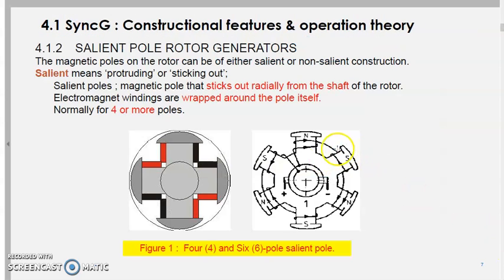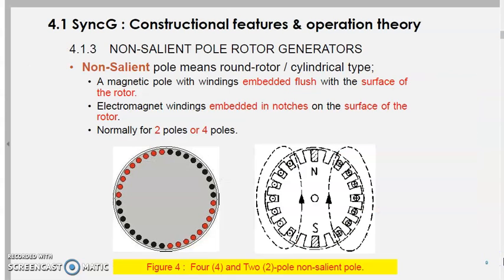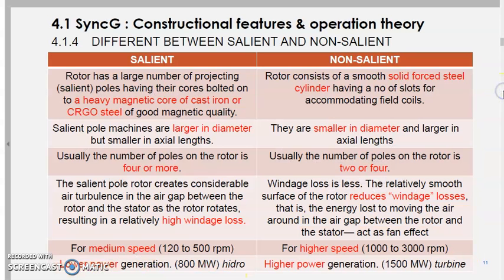Okay, we have the salient pole characteristic, and the other one is non-salient pole. You can see the difference. Salient pole means that the poles protrude into the gap, and meanwhile in non-salient pole, the poles are embedded into the rotor. So that's the main difference between the salient and non-salient pole.